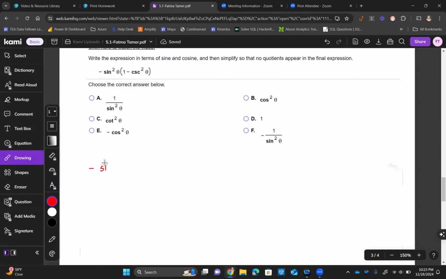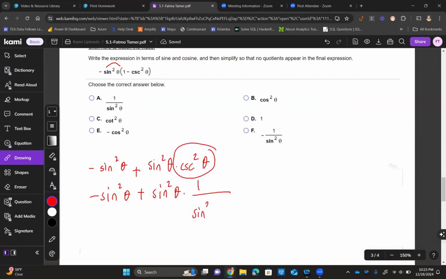I have a negative sine squared theta, and I'm going to multiply it by 1, so I will still get the same expression. Negative times negative is positive. And next, I'm going to get sine squared theta times cosecant squared of theta when I distribute sine squared theta over this parentheses. I'm going to copy the first part. But here, I will again copy the sine squared theta, but instead of cosecant squared theta, I can write 1 over sine squared theta. So this one cancels this one. I'm just going to get negative sine squared theta plus 1 as an answer.